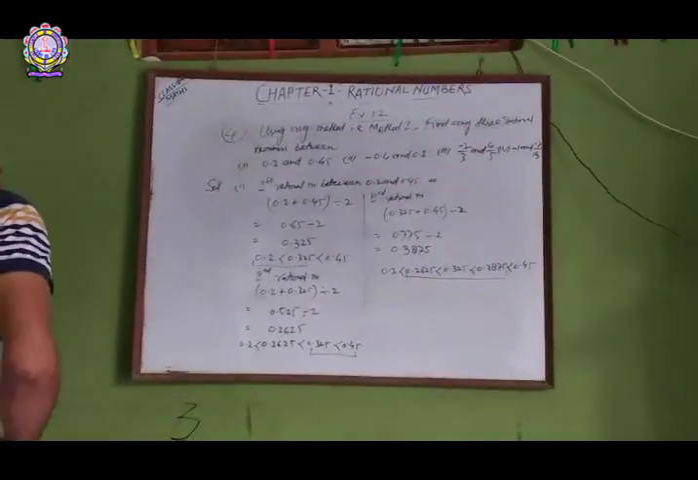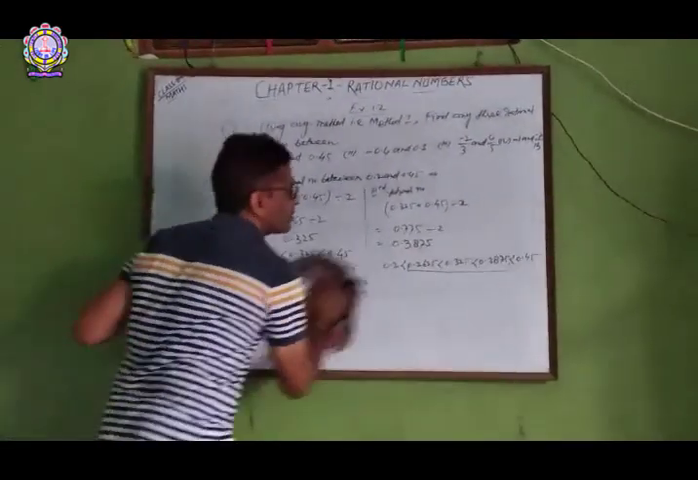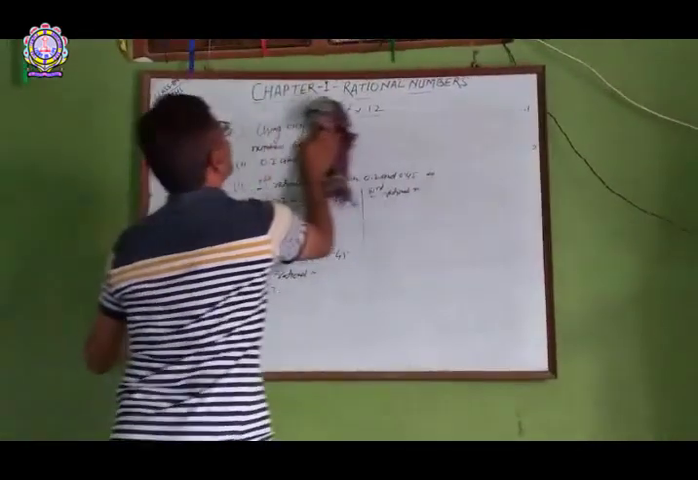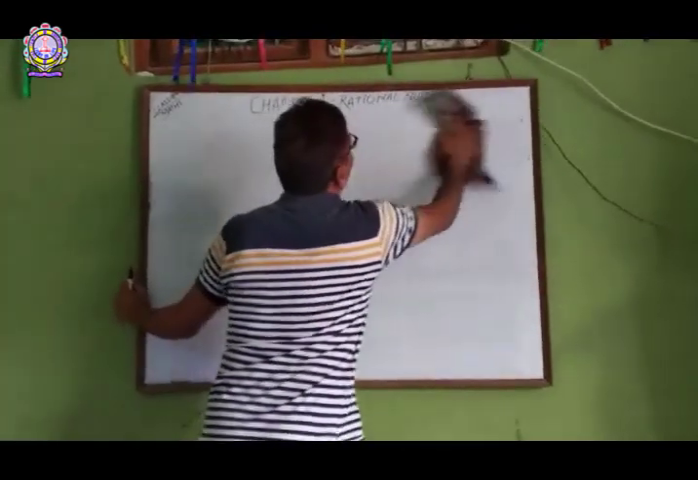Okay, students, now we will understand how to represent a rational number on a number line. Okay, next topic is how to represent a rational number on the number line.